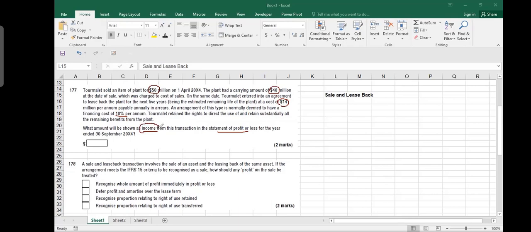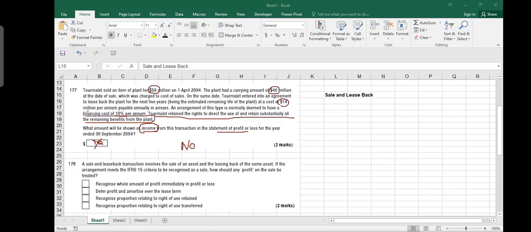Probably some of the students might think that we would be showing $10 million as income because a $40 million asset is being sold for 50 million. But that's not true. Actually, there is no income. You should be writing here that there is no income, nil. Why is there no income? Because pay attention here. It says that Tomlet retained the rights to direct the use and retained substantially all the remaining benefit from the plant.